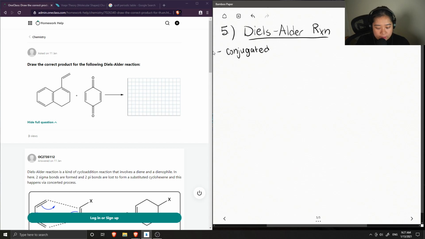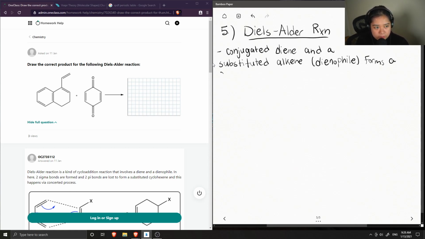So when you have a conjugated diene and a substituted alkene, which can also be referred to as a dienophile, they come together to form a cyclohexene derivative.